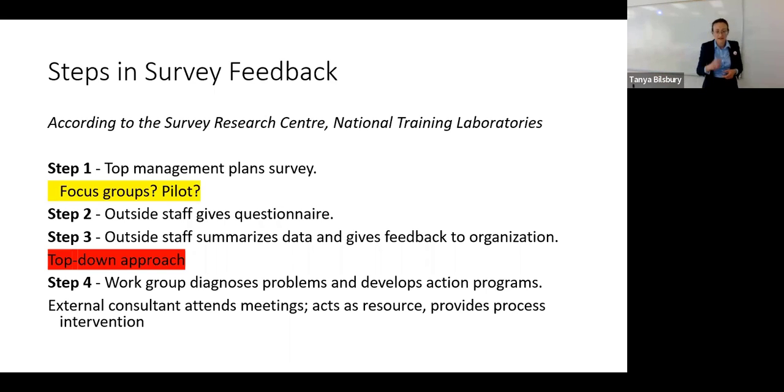When you do roll it out, it's done by external practitioners, and employees have more trust for that, and they might fear retaliation less. Then the external practitioners summarize the data and give feedback to the organization, that means to management. And your textbook describes a top-down approach where you start with giving the feedback to management, and they develop action plans, and this all trickles down to the bottom.